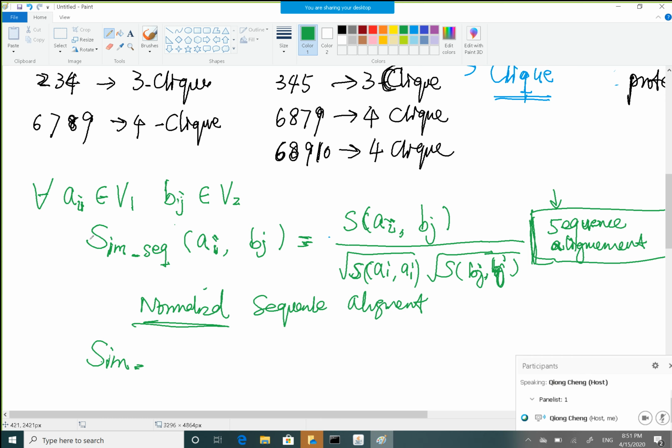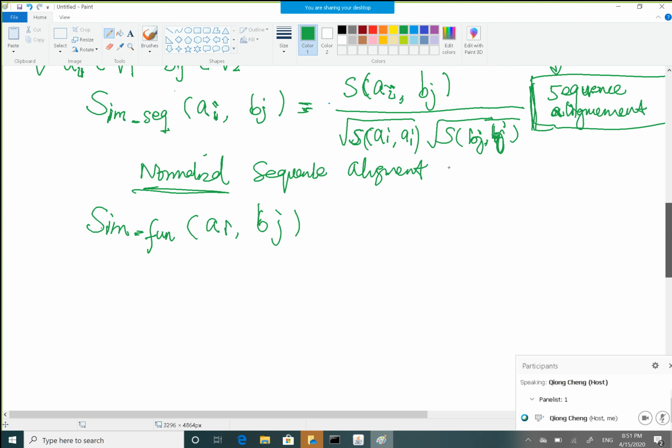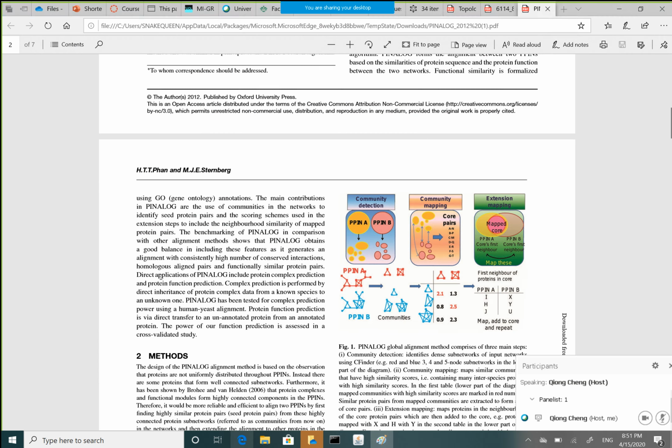And for this one, I want to use that it is the function. For function, I use FUN to represent the function of AI and BJ. For this part, most students may be very confused about why it is here. In the paper dimension, I will go to the paper to show you.